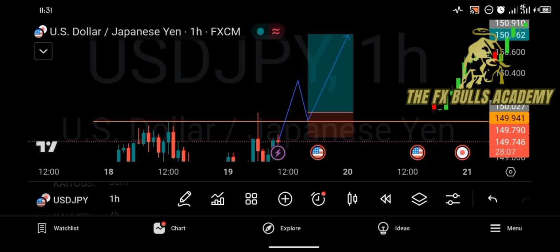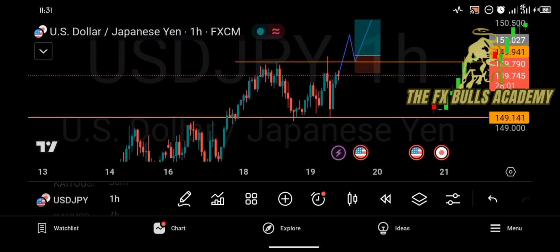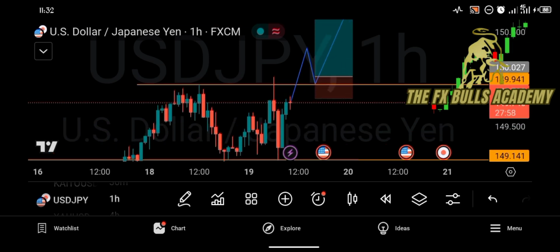If you've gotten the concept of support and resistance, you can analyze any chart, any one. You can analyze any chart. So this is just simple.